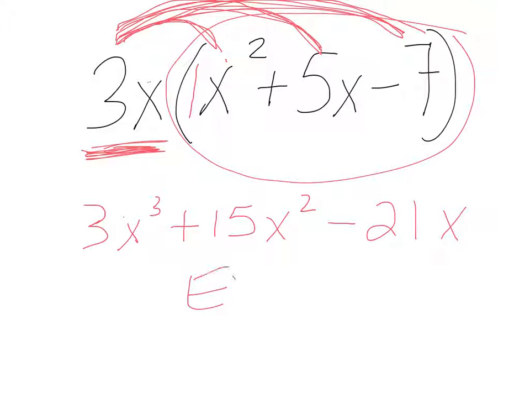So that is considered expanded. It's been expanded out. And the brackets are gone, and the 3x is gone because it's been multiplied through everything. Okay?